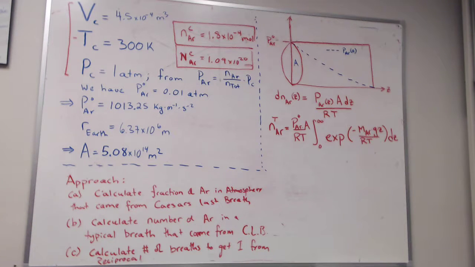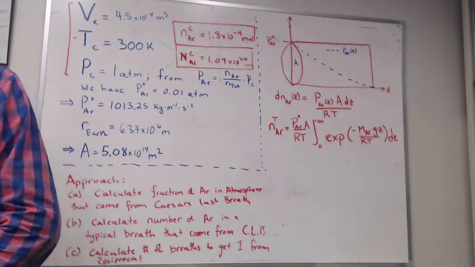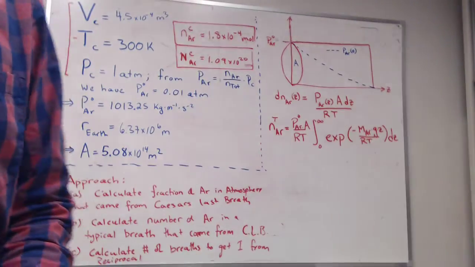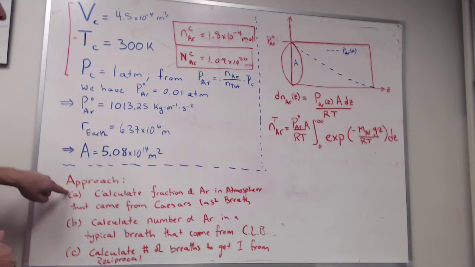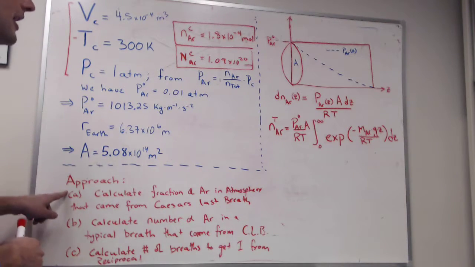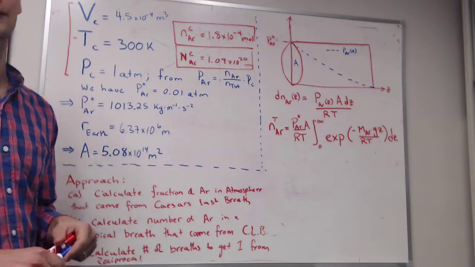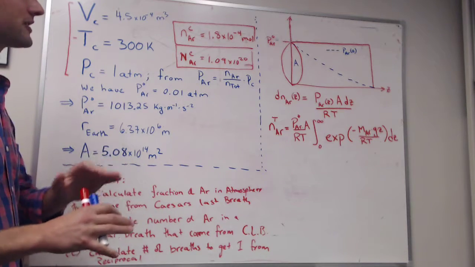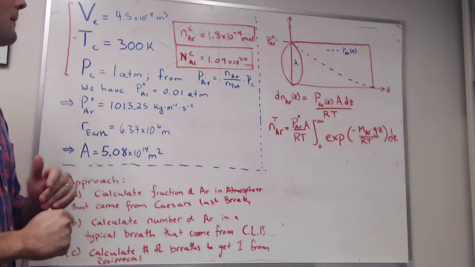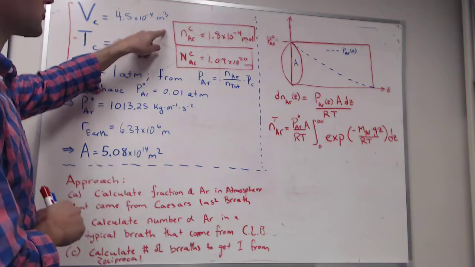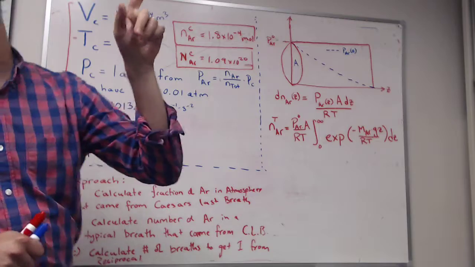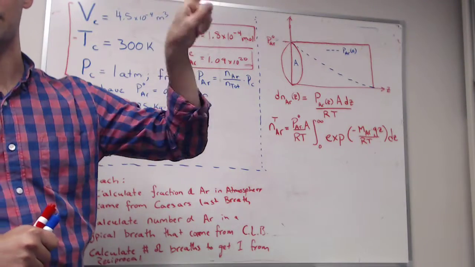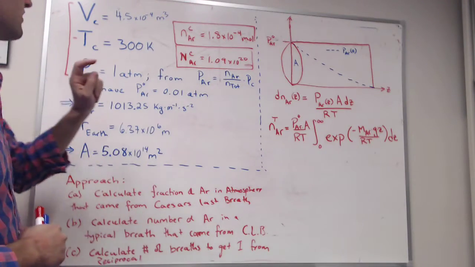Okay, so we're back for the continuation of problem 1.24. And so here we are in the middle of still step A, where we want to calculate the total number of argon atoms in the Earth's atmosphere. And in the interim, I went ahead and just rearranged the ideal gas law to get the number of argon atoms that came from Caesar's last breath.